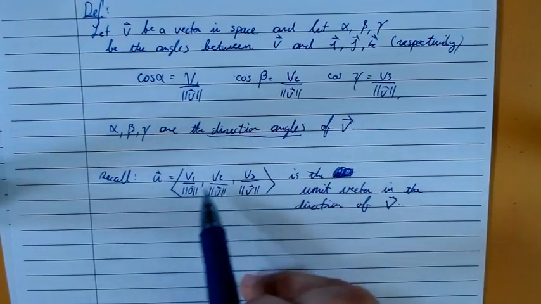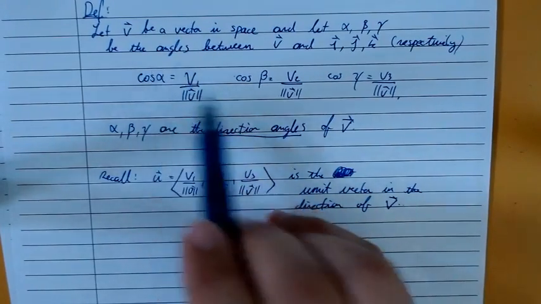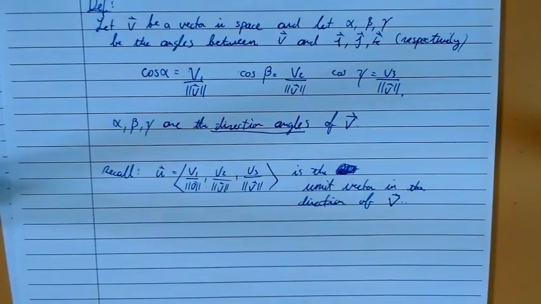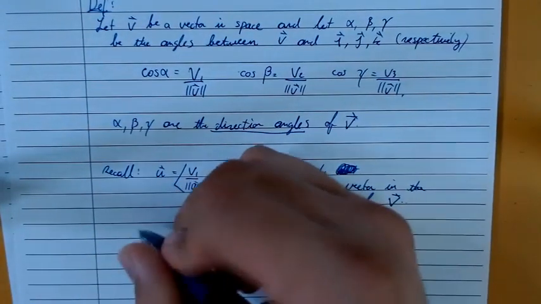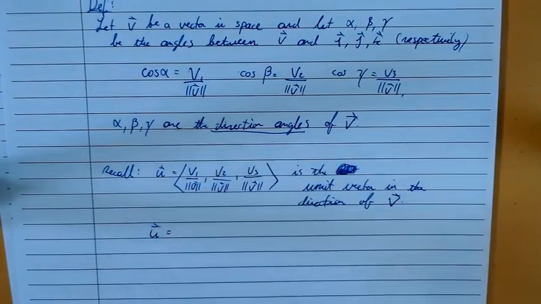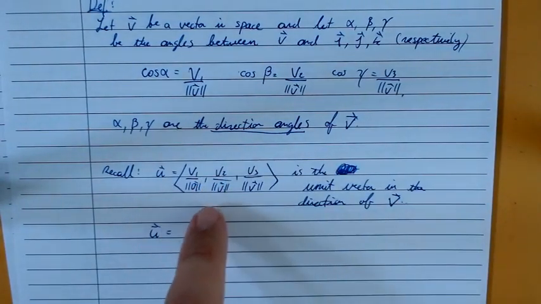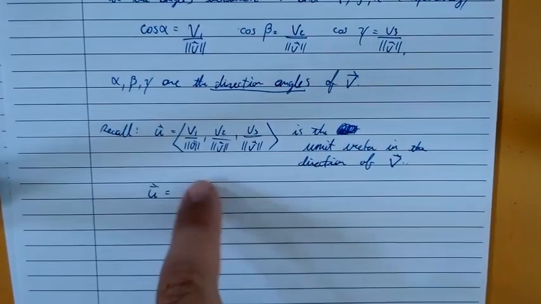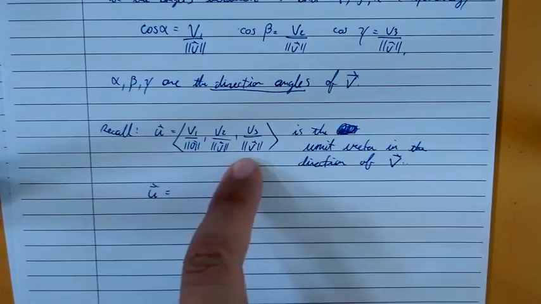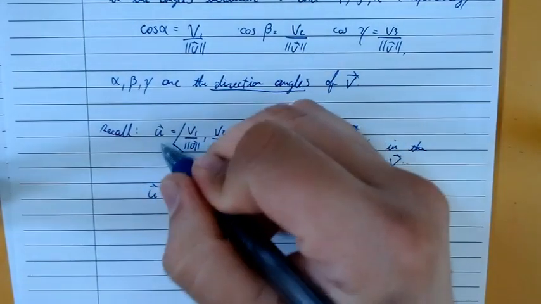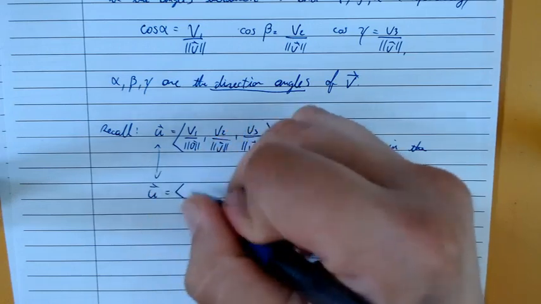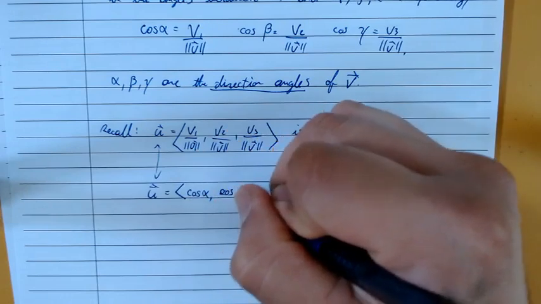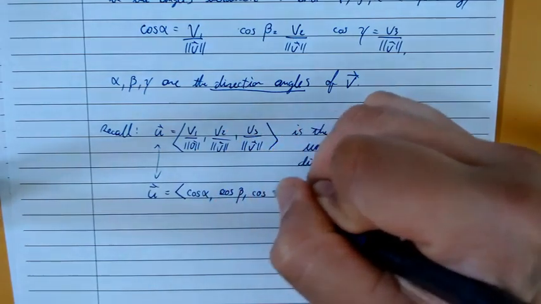But each individual component is the cosine of those direction angles. So another way to define u, the unit normal vector, that word will come up later. Normal means something in relation to space here. The unit vector in the direction of v can also be written as cosine of alpha, comma, cosine of beta, comma, cosine of gamma.